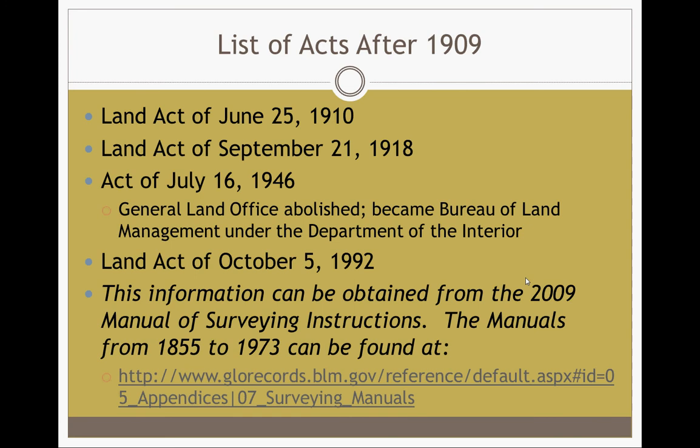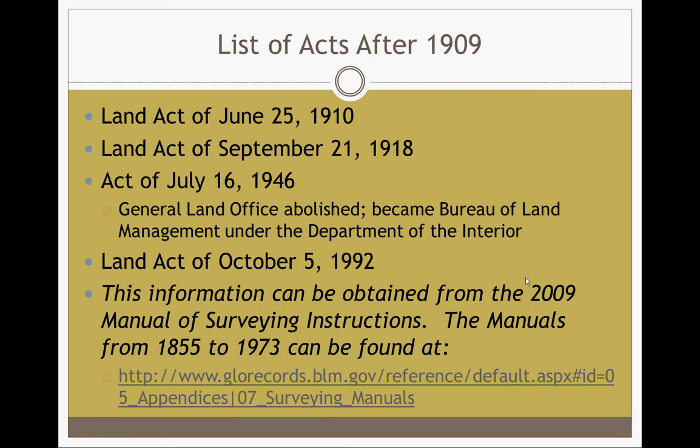Now, all this information can be obtained from the 2009 Manual of Surveying Instructions. The older manuals can be found at this link, and this is on the GLO's website. I really recommend that you go out and look at this website. This link in particular gives you all the surveying manuals from 1855 to 1973. I'm telling you guys, this is a place where you can get a whole lot of information, more than the book that you've purchased for this course can give you.